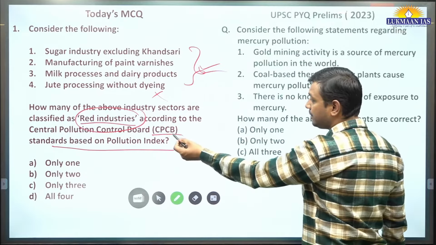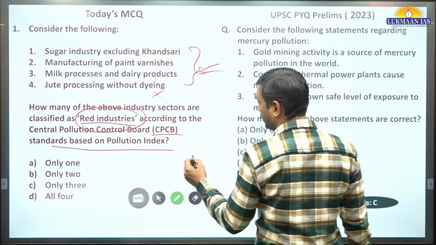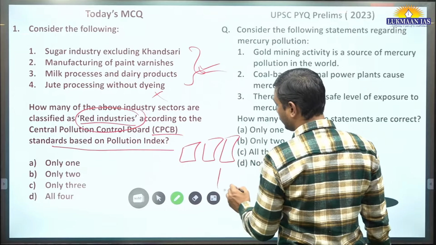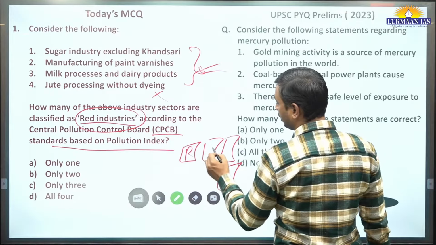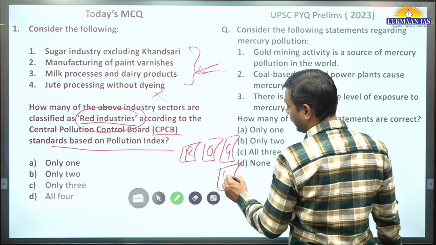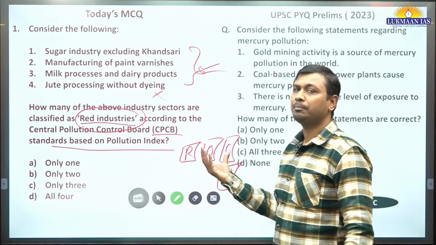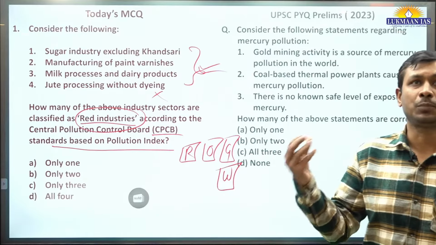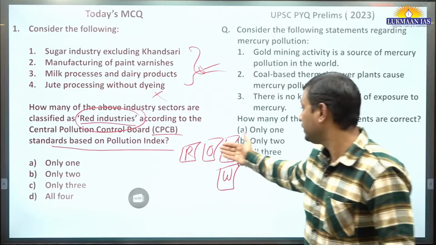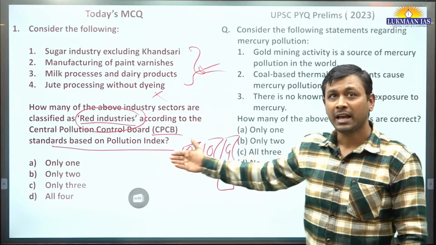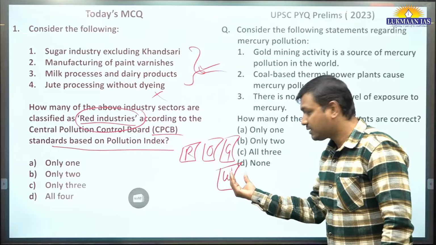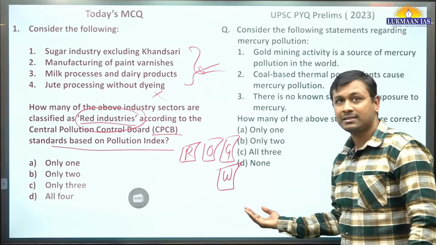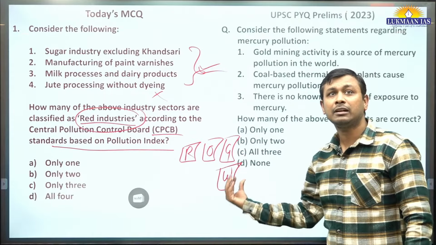Now, based on the classification of this pollution index score, four color codes are given: red, orange, green and white. The parameter is how much pollution any industrial sector is producing. If it is higher, 60 and above, it is red, and the lowest is white. So extreme is the red, lowest is the white, with less and less pollution.